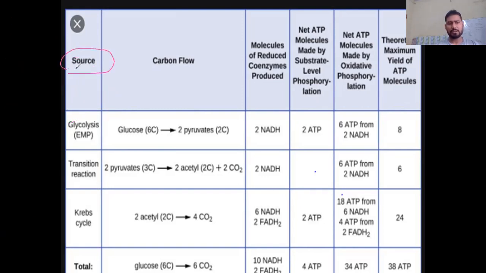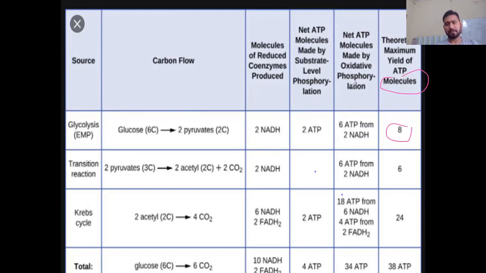This is the source, that means the steps. Carbon flow: how many carbons are moving. Reduced coenzymes produced, meaning NADH and FADH. And here, substrate level phosphorylation means how many moles of ATP we get directly. And here are the net molecules made by oxidative phosphorylation, that means when these reduced coenzymes are oxidized, how many ATP are produced. It is given here. And the last column is the total, meaning in each step how many ATP we are getting.